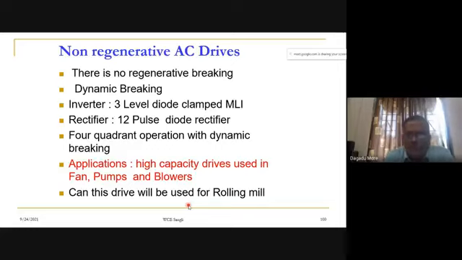Rolling operation is similar to how we make chapatis in our house. So particularly we have to change the speed frequently, and the direction of rotation we have to change frequently, and that's why this particular drive is not suitable for rolling mill application.